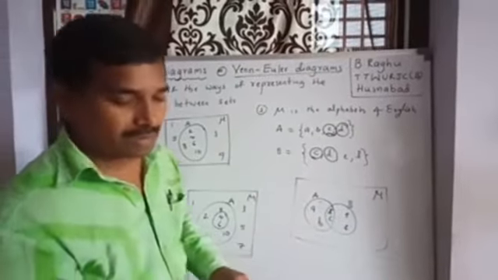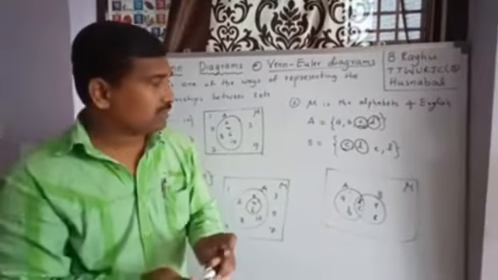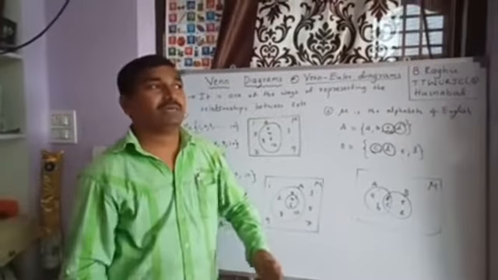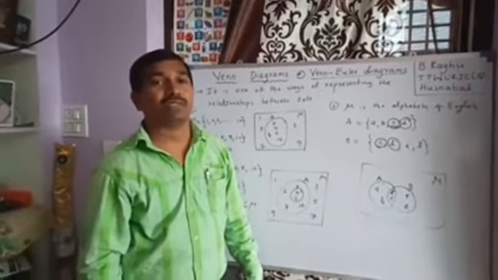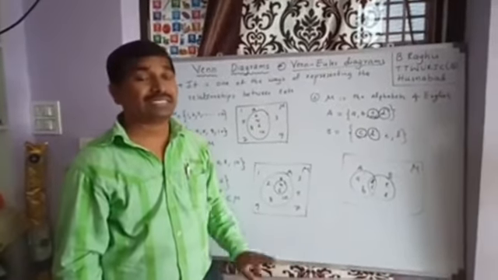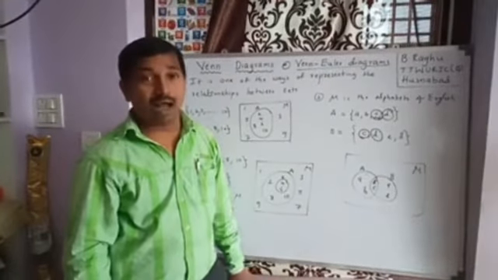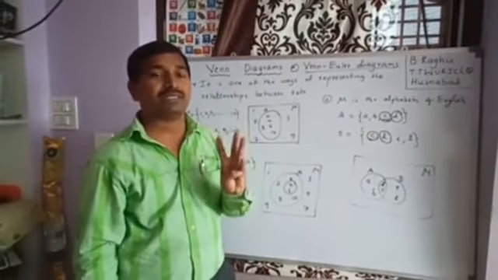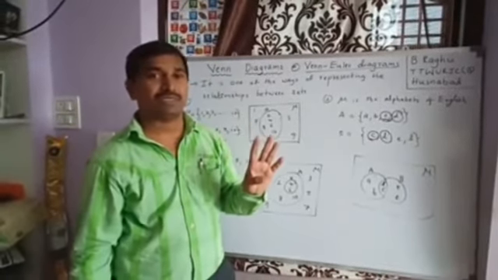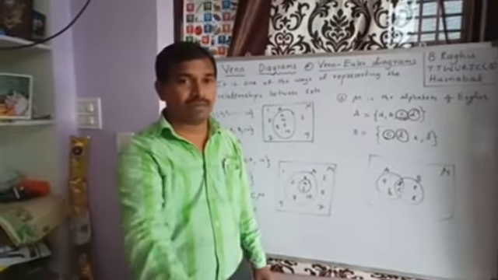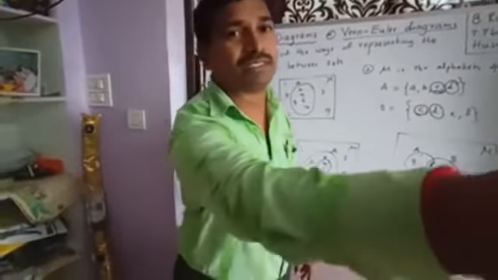Now these are the Venn diagrams. Just as in numbers we have basic operations, addition, subtraction, multiplication, division, in sets also we have basic operations on sets. One is union, one is intersection, one is difference of sets. Let us see those concepts. I will explain by showing an example from the textbook.